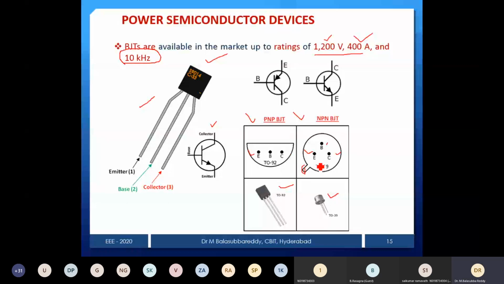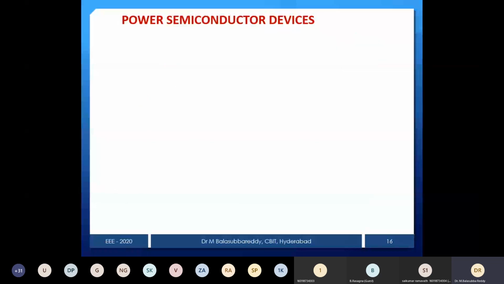So you must know this, but to do your lab and all, you don't require all these things. Anyhow, it is already inbuilt. They will take it as leads out and they will mark it as emitter, collector, base, something like that.